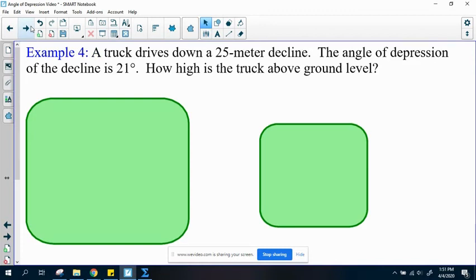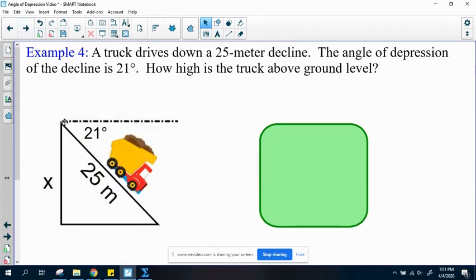Similar to the last one, a truck drives down a 25-meter decline. So now we know how long the hypotenuse is. The angle of depression is 21 degrees. How high was the truck above ground level? So this is the picture I came up with. We know that the truck drove 25 meters down, but we want to know how far up it was from the ground originally. And this angle was 21 degrees.